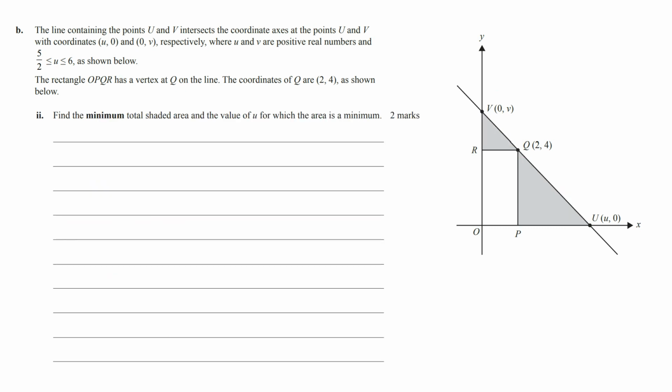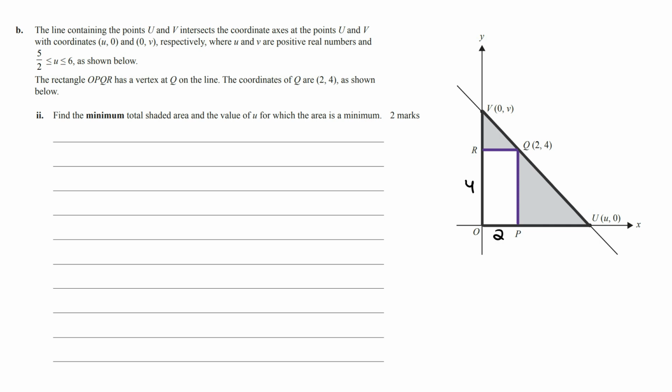Find the minimum total shaded area and the value of u for which the area is a minimum. To find the total minimum area of the shaded region, the first thing we need to do is write down a rule for this area in terms of u. The area of the shaded region can be found by the area of the triangle minus the area of the rectangle OPQR. The area of the rectangle is going to be 2 times 4, which is 8 square units.